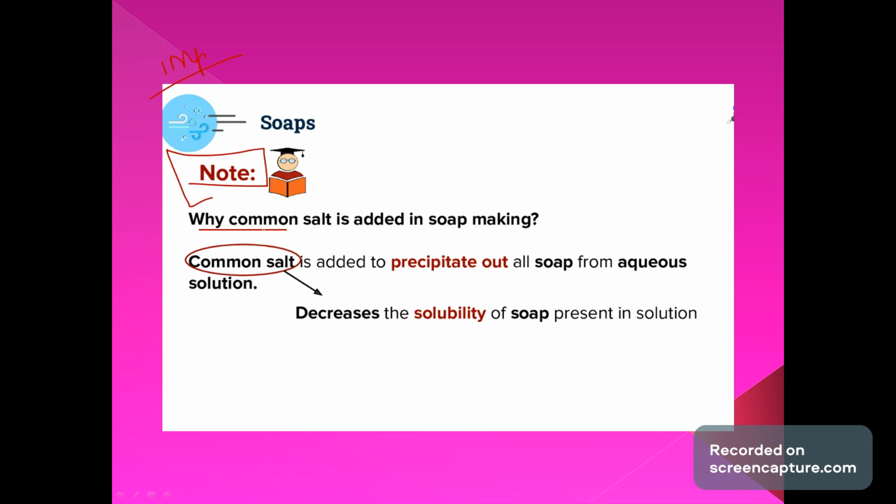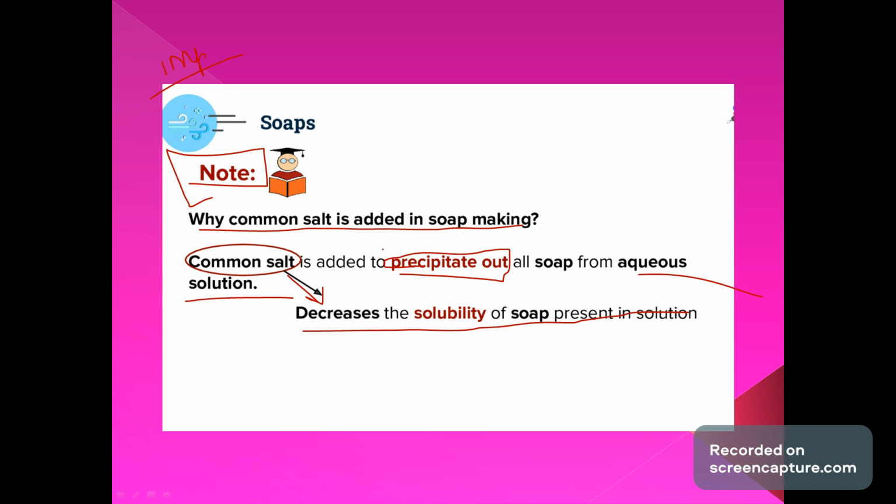Why is common salt added in soap making? Common salt is added to precipitate out the soap. Precipitate means to make it accumulate over the solution from the aqueous solution. So what is the role of common salt? This arrow mark indicates the role of that. It decreases the solubility of soap present in the solution.